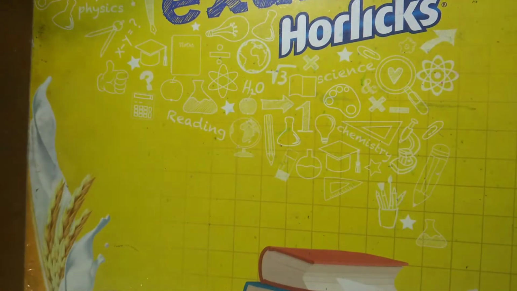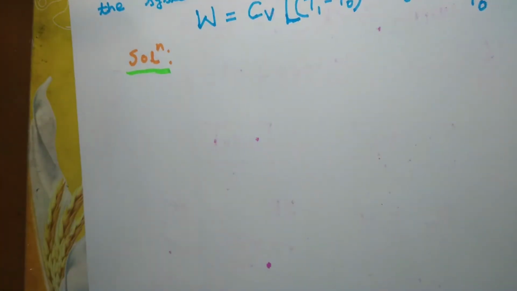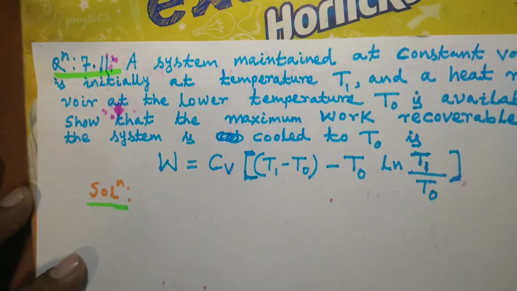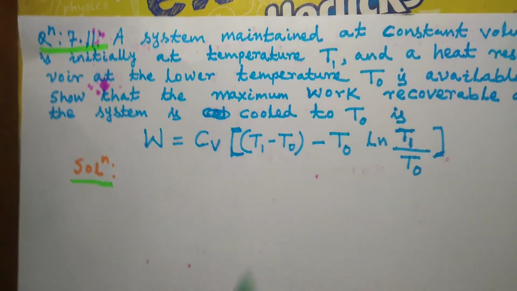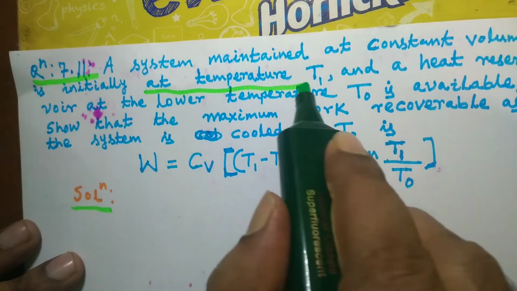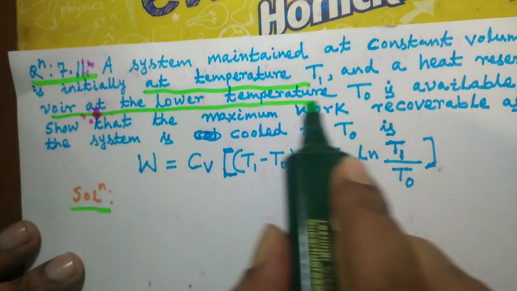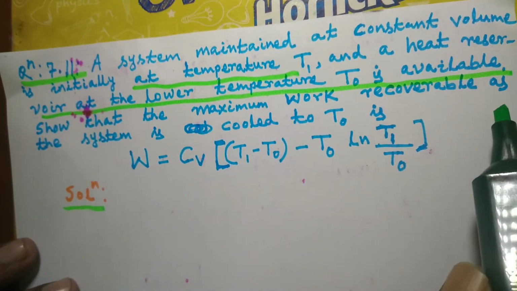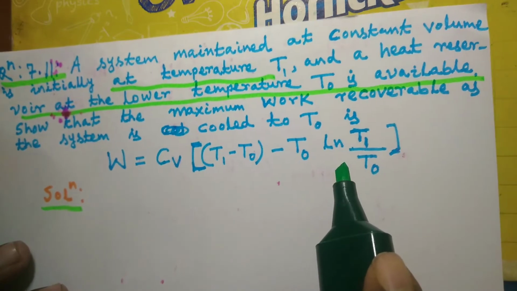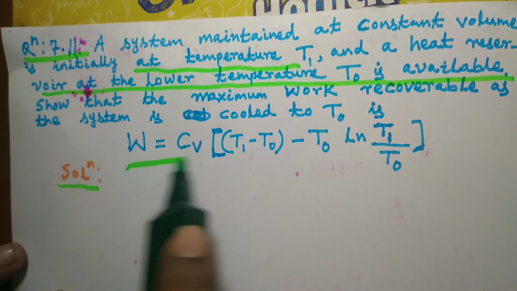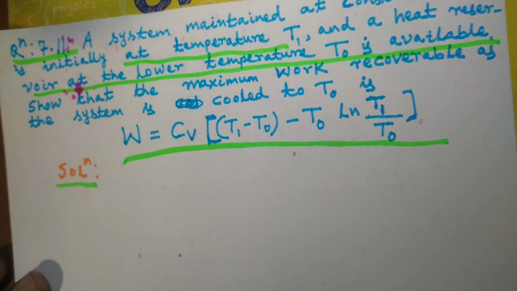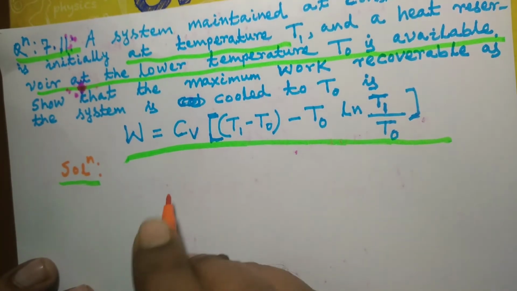So next question is like this. You see, a system maintained at constant volume is initially at temperature T1, and a heat reservoir at the lower temperature T0 is available, so that the maximum work recoverable as the system is cooled to T0 is this expression. This is the maximum work possible. You see, this is the maximum work.